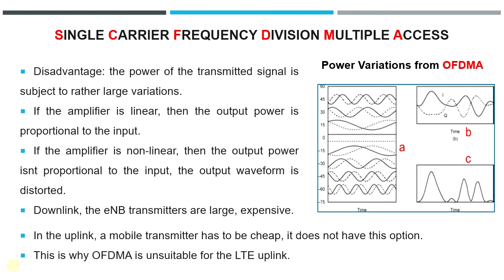But in the downlink, the base station transmitters are large, expensive devices, so they can avoid the problem by using expensive power amplifiers that are very close to linear. In the uplink, a mobile transmitter has to be cheap, so it doesn't have this option. This is why OFDMA is unsuitable for the LTE uplink.